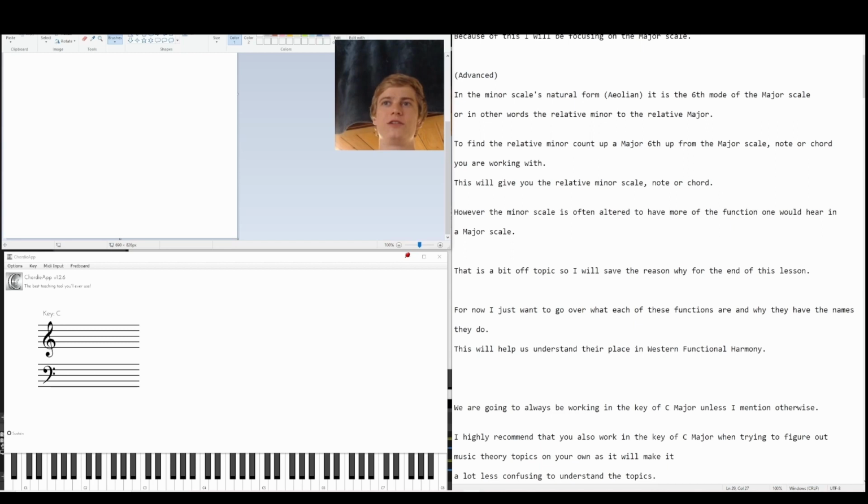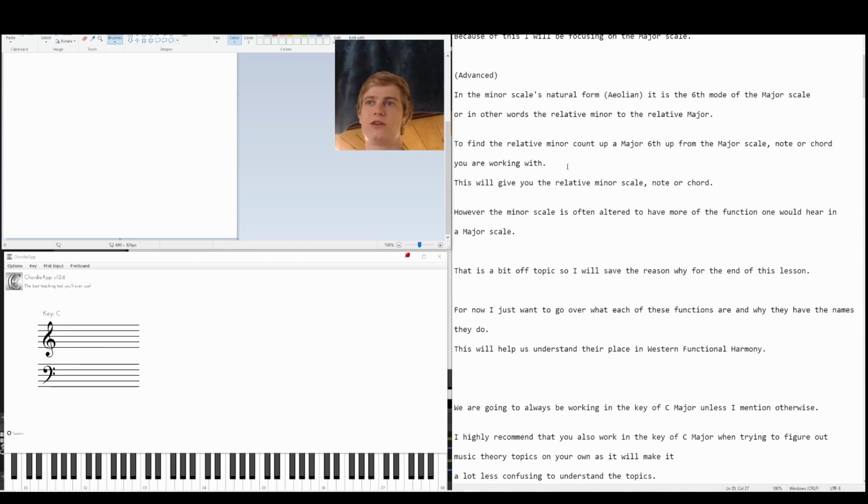Okay, so again, here's a little more of an advanced topic, so when you see that, I'm going to write advanced above it. In the minor scale's natural form, which is known as Aeolian, it is the 6th mode of the major scale, or in other words, the relative minor to the relative major. To find the relative minor, count up a major 6th from the major scale, note, or chord you're working with. This will give you the relative minor scale, note, or chord.